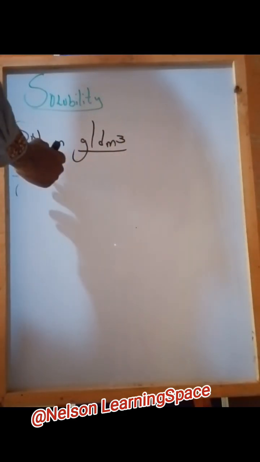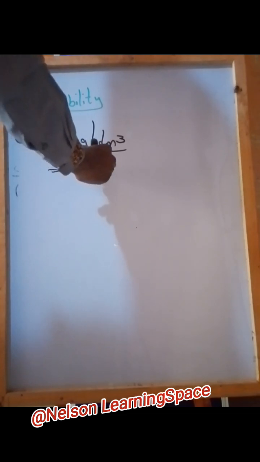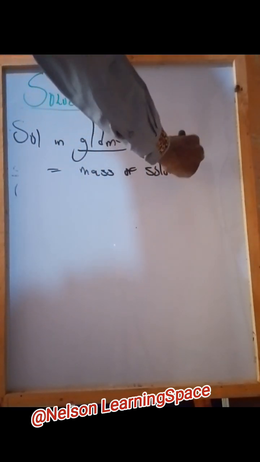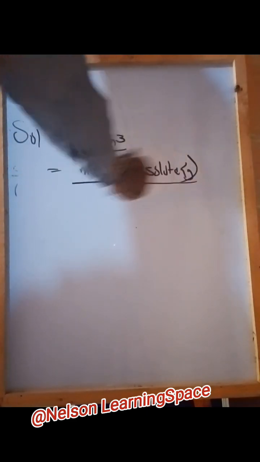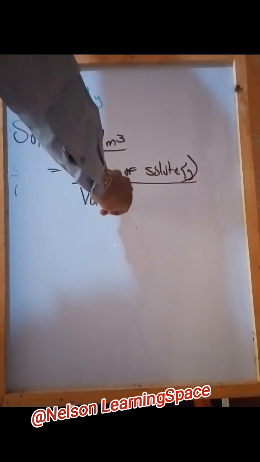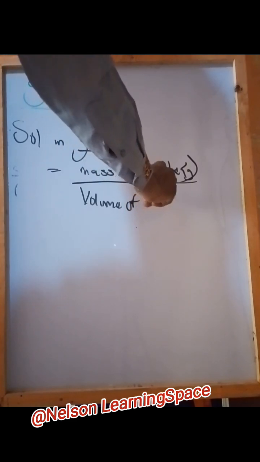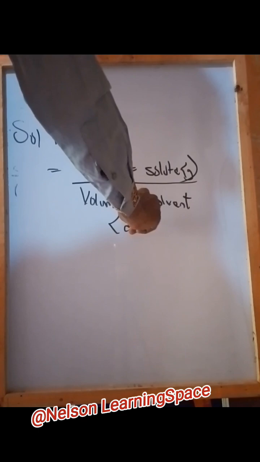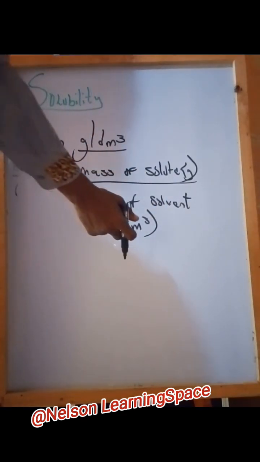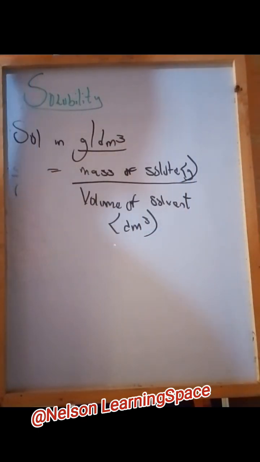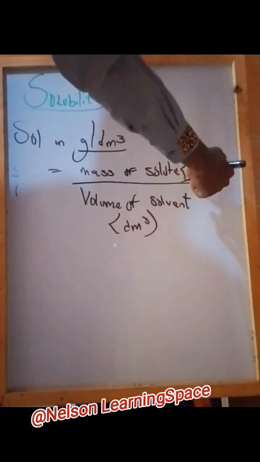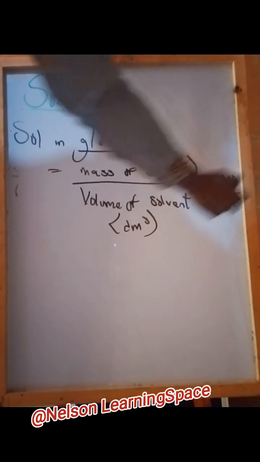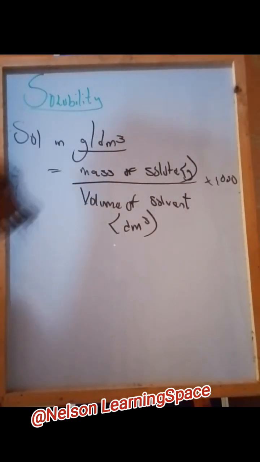So in that scenario, the formula is equal to what? It is equal to the mass of solute, which is always in grams, over the volume of solvent, which is in dm cube. Now, when the volume of solvent is in dm cube, there's no need to multiply by 1000. But when the volume of solvent is in cm cube, you can just make it easy and multiply by 1000, or you convert it if you don't want to multiply by 1000. I hope you understand. That is it.